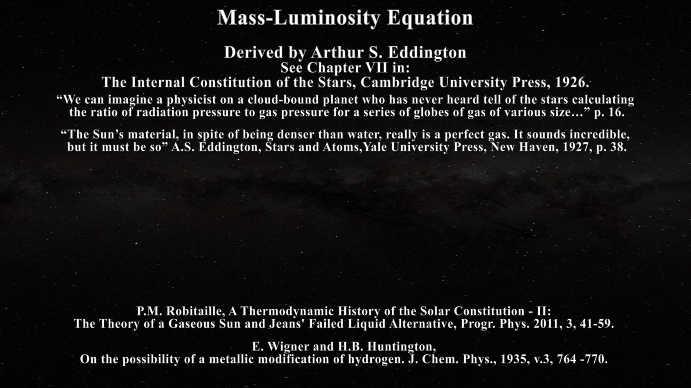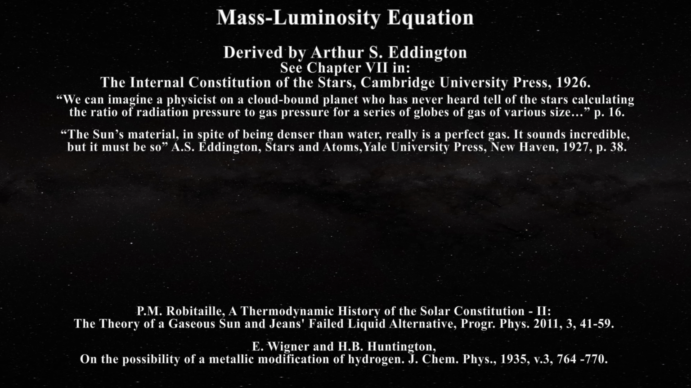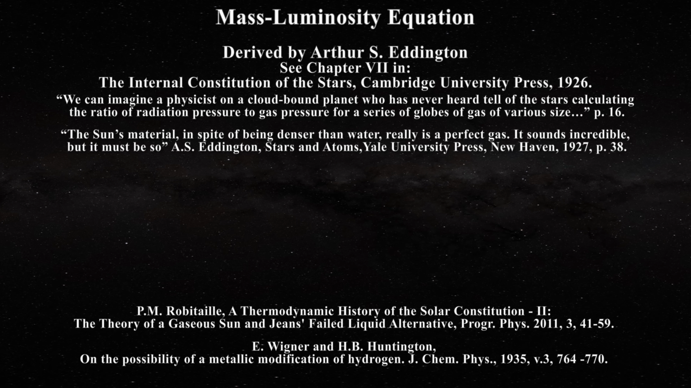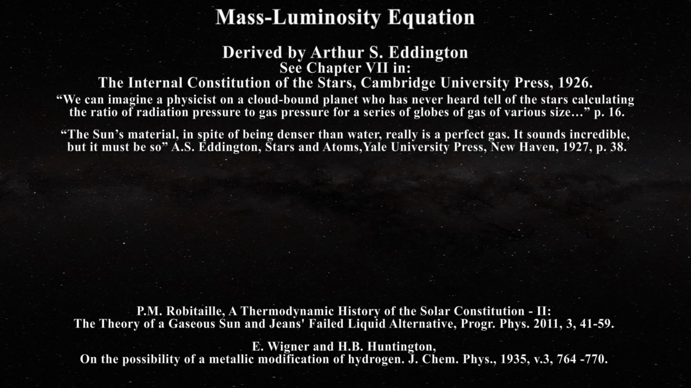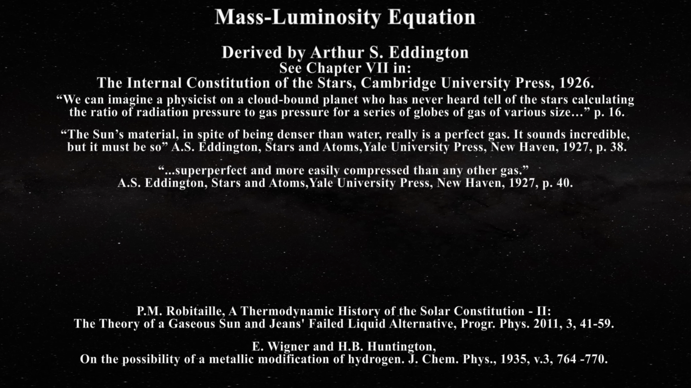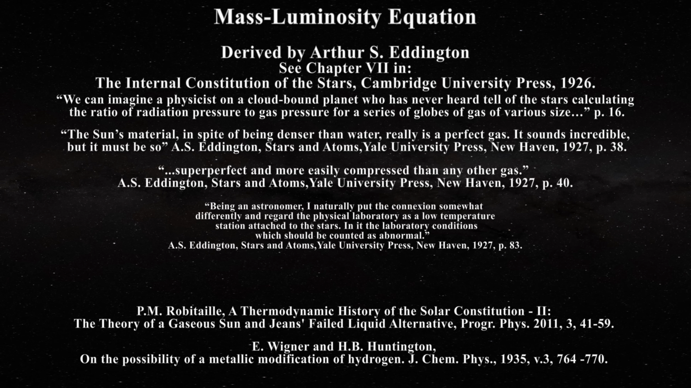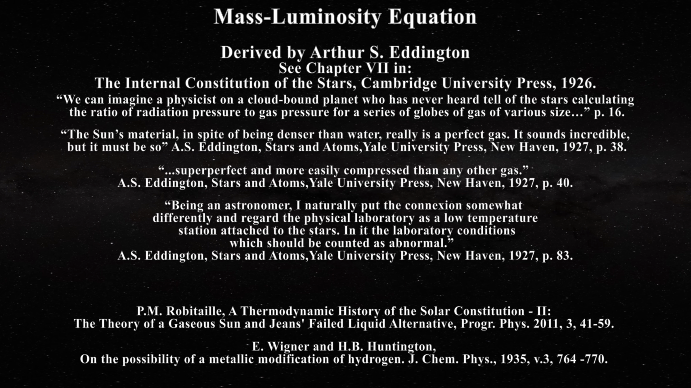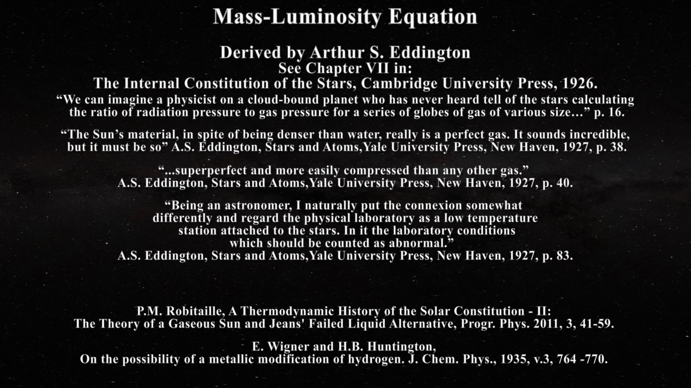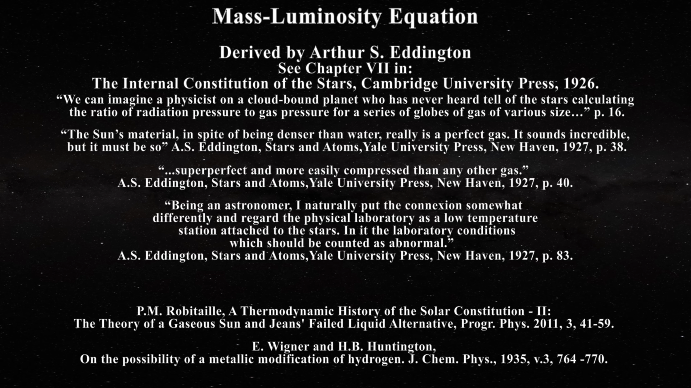In Stars and Atoms, Eddington stated that the sun's material, in spite of being denser than water, really is a perfect gas. It sounds incredible, but it must be so. Not only that, Eddington would argue that because the atoms were essentially stripped of their electrons within a star, they could actually behave as superperfect and more easily compressed than any other gas. He completely showed his detachment from objective reality when he wrote, "Being an astronomer, I naturally put the connections somewhat differently and regard the physical laboratory as a low-temperature station attached to the stars. In it, the laboratory conditions which should be counted as abnormal."